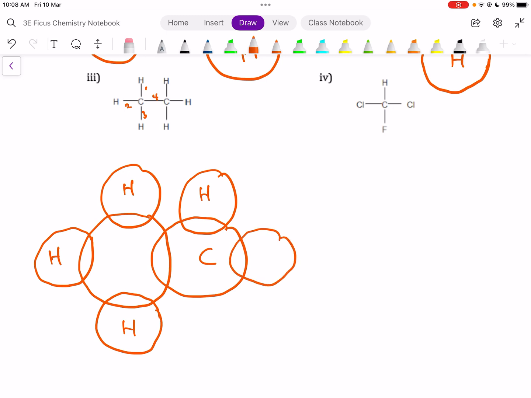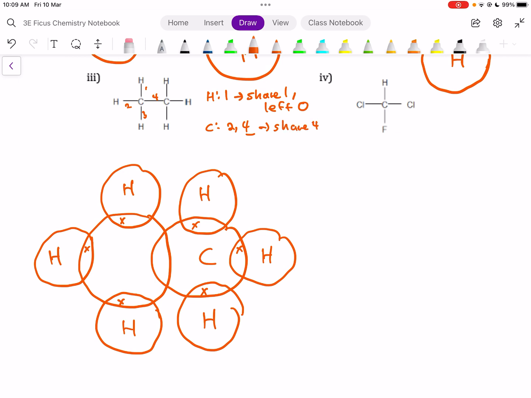So I'm going to draw in all my electron shells first. For the hydrogen, I'm going to use cross. They always share 1, left 0 hydrogen, very obvious. Write this part down so that you remind yourself how many is left. Then carbon is 2, 4. So you will share 4, left 0, so nothing will reflect outside the overlapping part. For carbon I'm going to use dots.